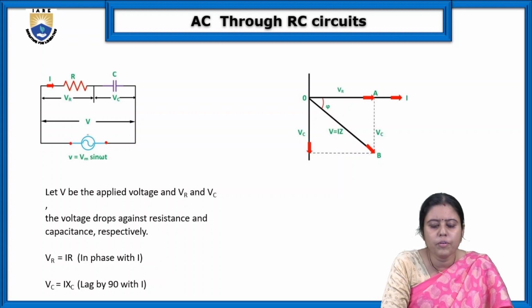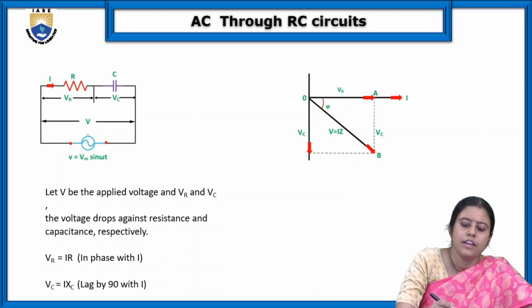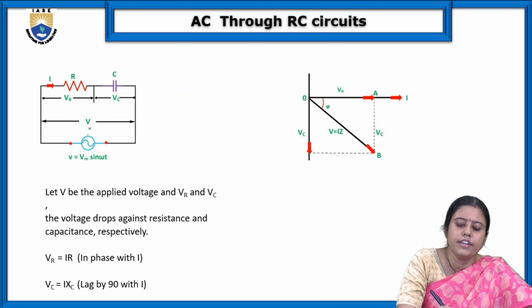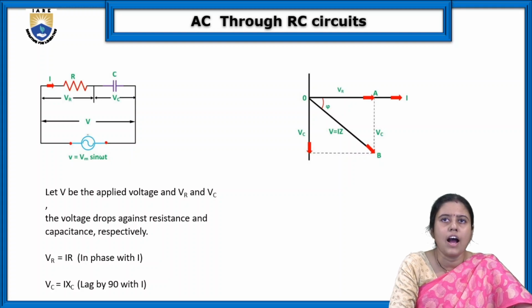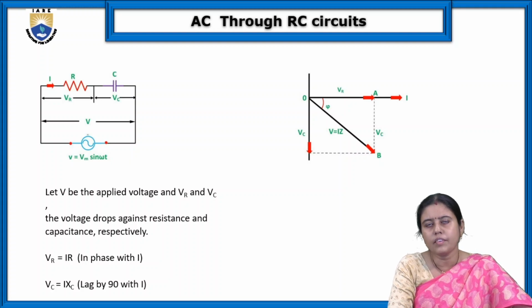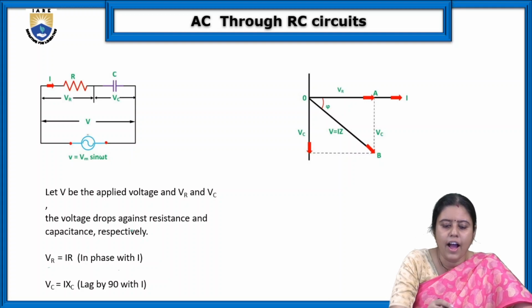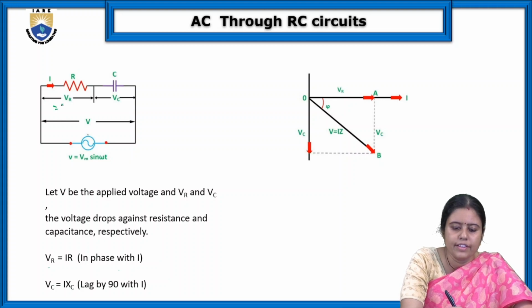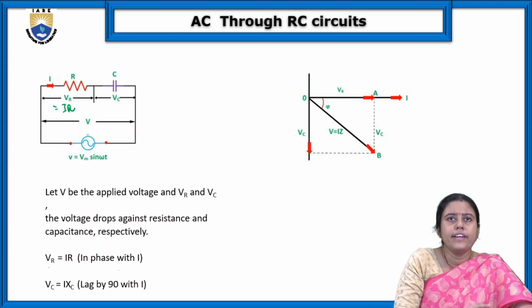Now similarly, we are going for the AC through the RC circuit. Again we are giving the voltage and the same current I is flowing here. So this is R, this is C. What is the voltage VR? VR is nothing but IR. What is VC?